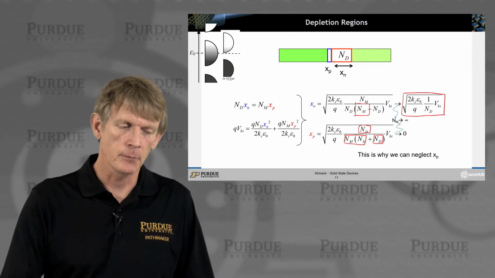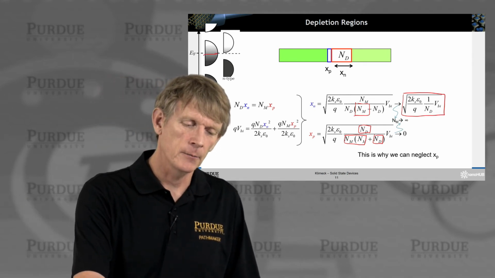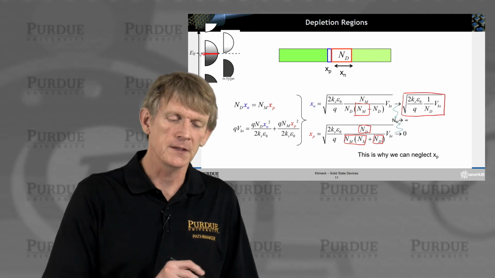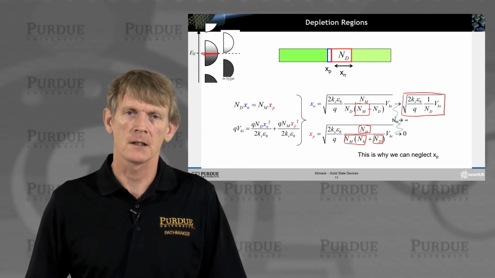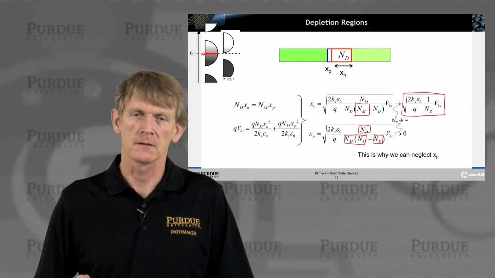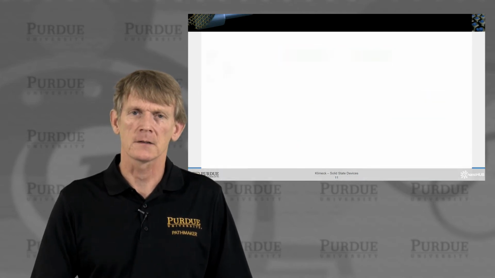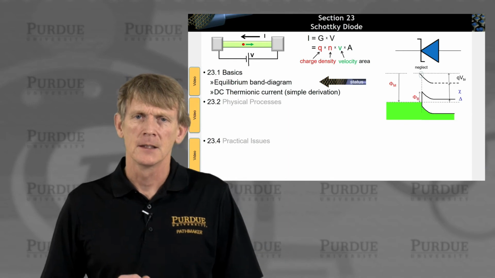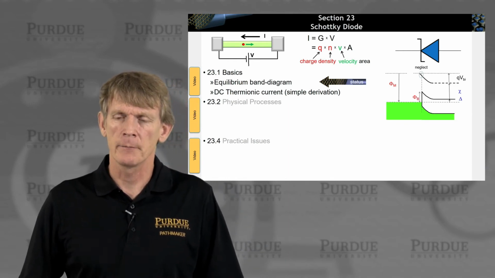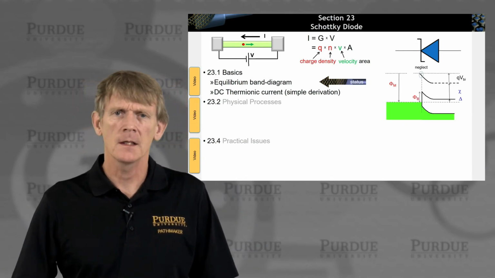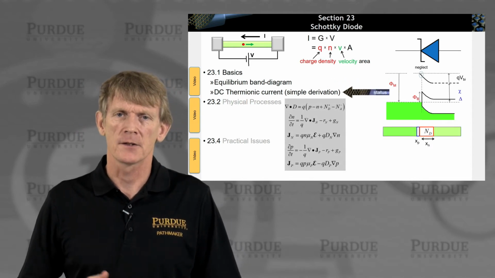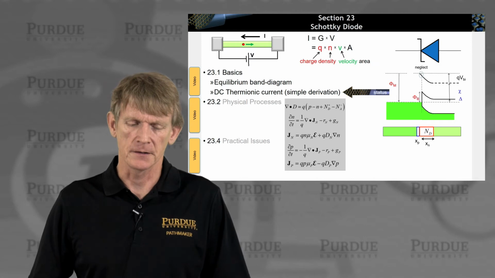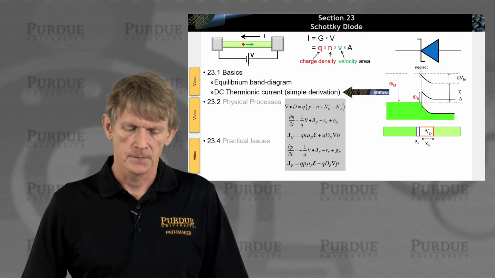Okay? And again, it boils down to this diagram on the top left here, where the number of states available for electrons is much, much larger than the number of states available in a semiconductor like this. All right, so we've drawn an equilibrium band diagram, and now we're going to derive a thermionic current in the system. All right, let's do that.